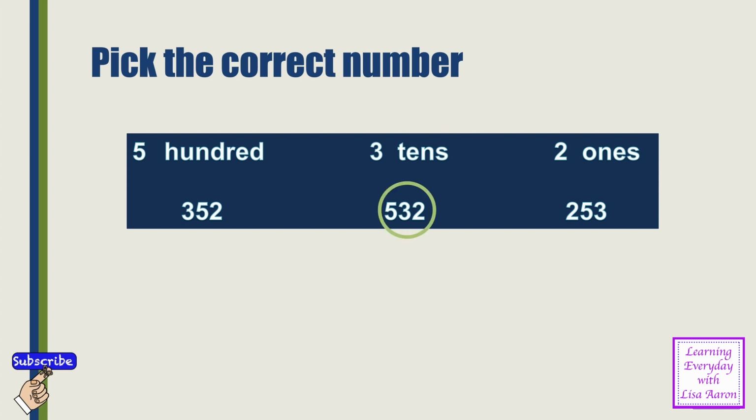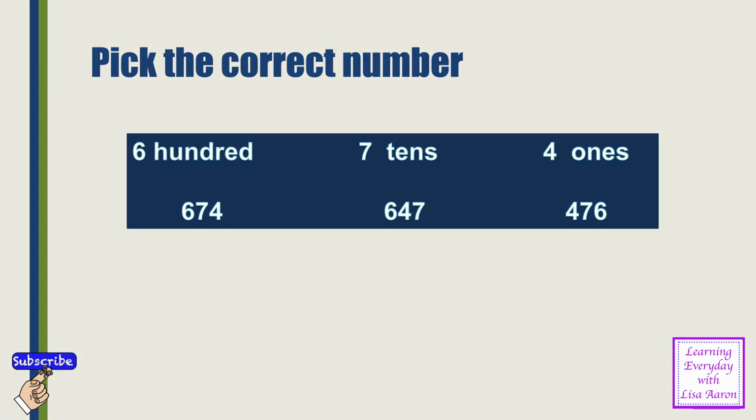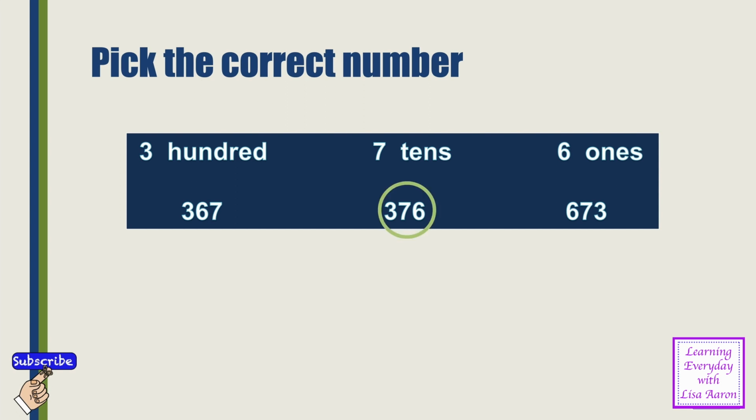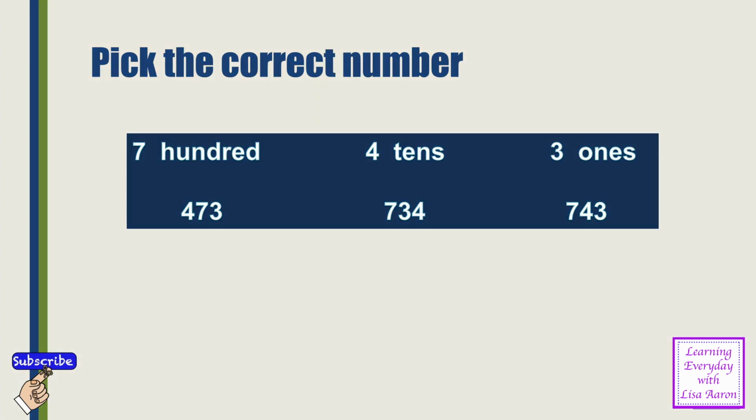The number you see is 532. The number you see is 674. The number you see is 376. The number you see is 743.